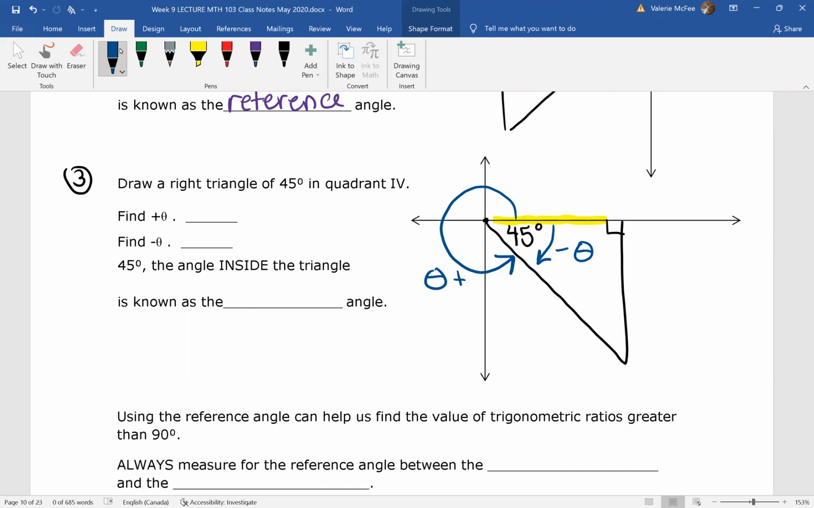Positive theta we see is 45 degrees less than 360 degrees, 315 degrees. Negative theta is just that 45 degrees, but because we're talking about theta, not the angle inside the triangle, it's a negative 45. Positive 45, the angle inside our triangle, is our reference angle.